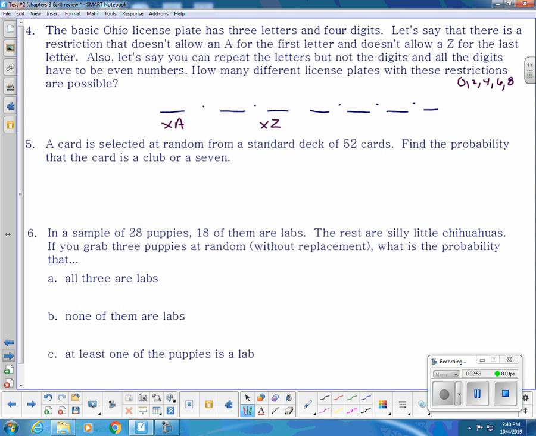So how many letters do we have that do not include A? There's 25. How many letters do I have total from the second one? It's 26. And again, there's 25 letters that do not include Z. We're allowed to repeat, so that's why we're going to use those numbers again and again. With the numbers, I have 5 even digits. The next one I've already used 1, so I only have 4 left, and then 3, and then 2. And again, you're multiplying. This is the multiplication counting principle.